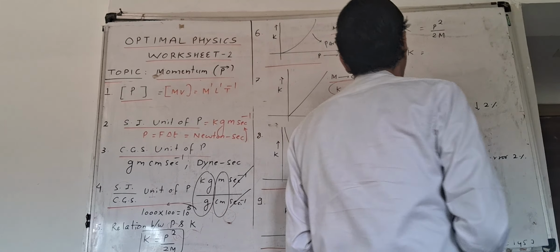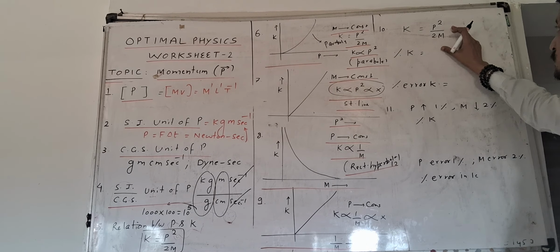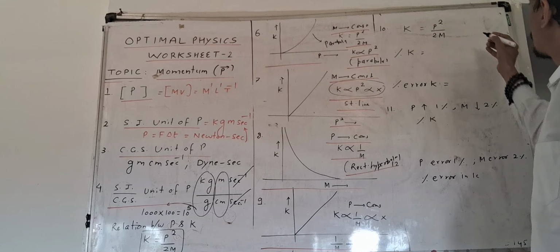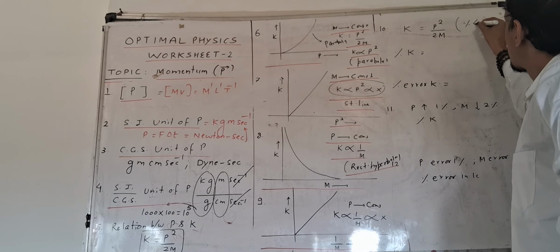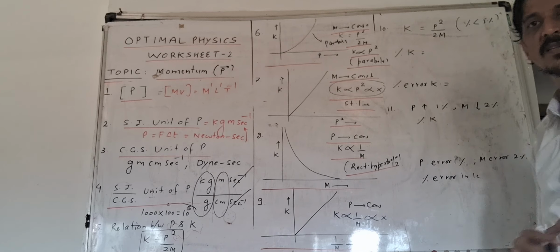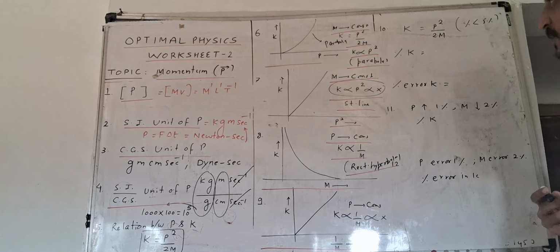Now there is a question that kinetic energy is p square by 2m. Sometimes you need to find the percentage change in kinetic energy. So I assume here that the percentage change is less than 5%. The very special case, the elaborated case, we'll discuss in the next video because of the lack of space. We have completed 12 questions over here.